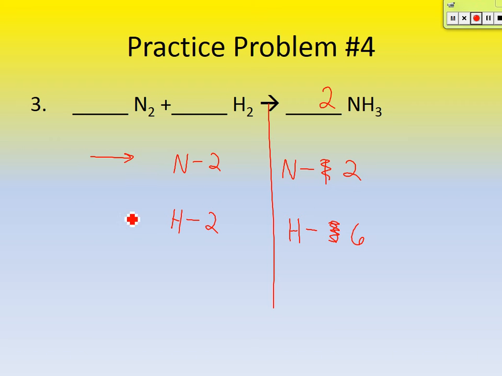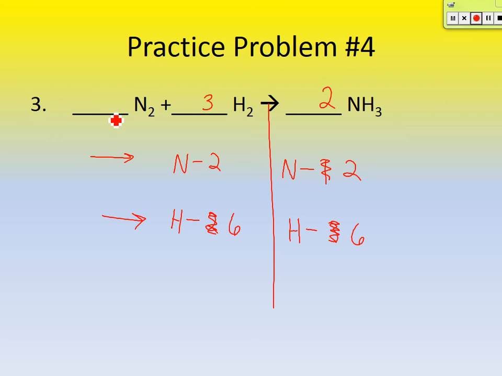Let's just continue down. Let's look at the hydrogens. Are they balanced? No. I can't go lower than 6, so I've got to get this side to 6. How can I do that? If I put a coefficient of what right here? 3. Yes, because 3 times 2 is what? 6. And now, is it balanced? Yeah. My nitrogens are balanced, my hydrogens are balanced.